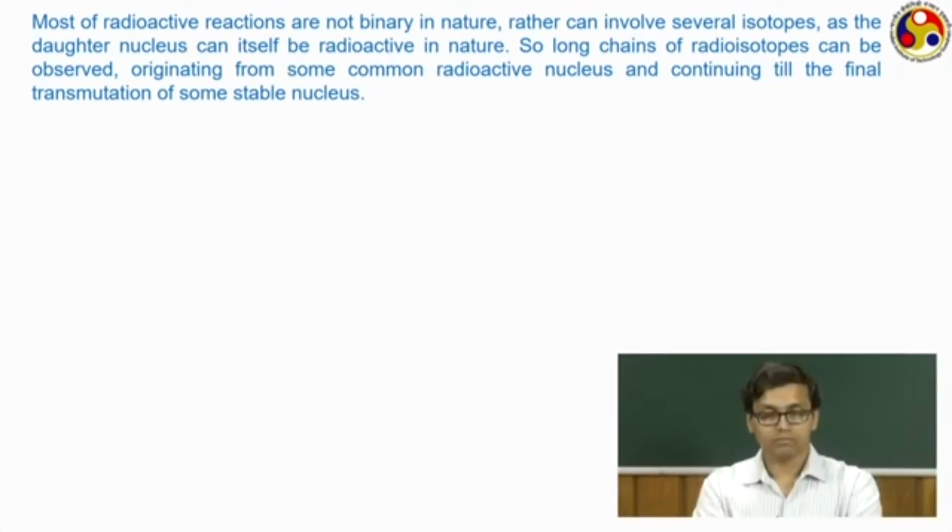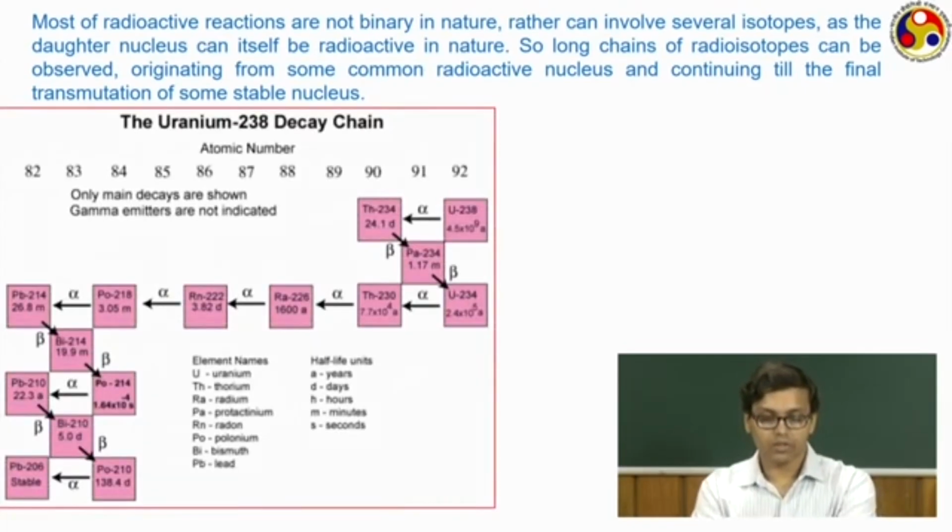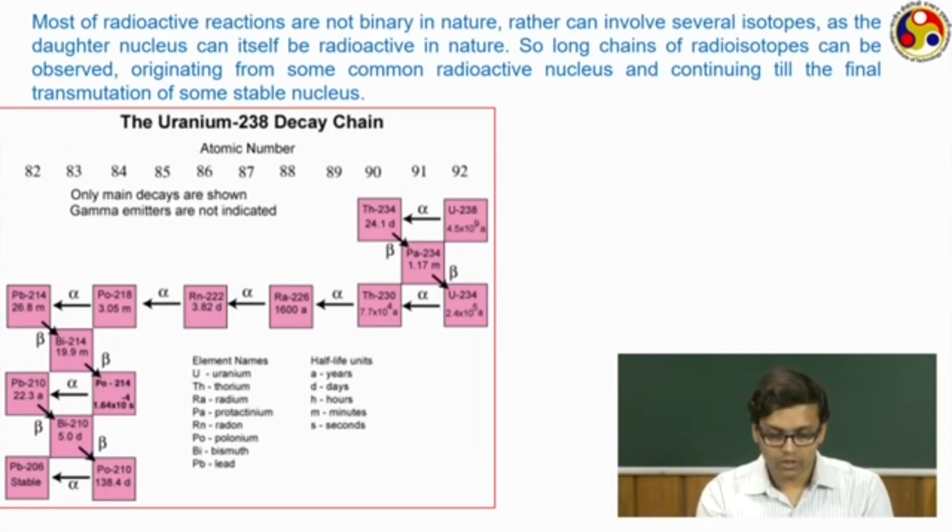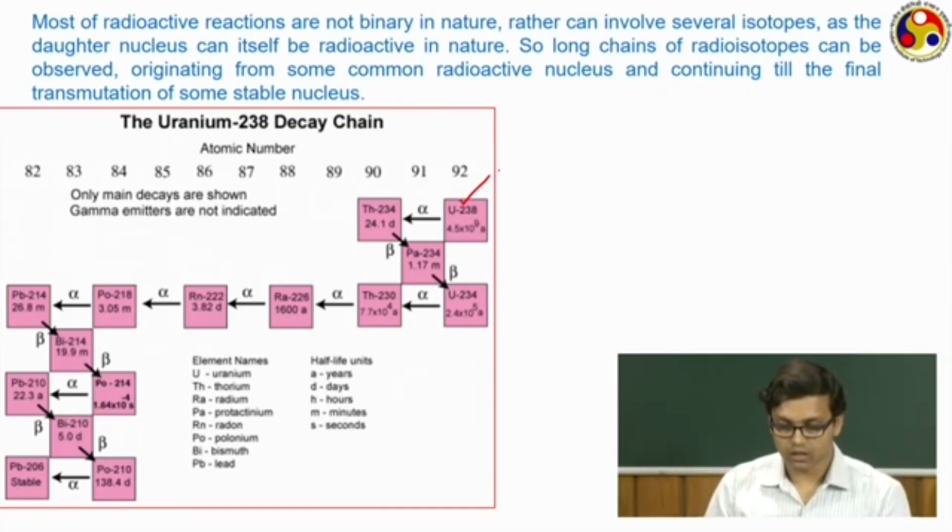Now, this is only a single step reaction, but in practical cases radioactive reactions happen in chains. Each reaction is followed by another one and then another one, as often the daughter nuclei are also radioactive in nature, and this kind of chain continues till the appearance of some non-radioactive element. Like here we have the example of a uranium-238 decay chain. If you follow, here we are starting from this particular point U-238, it follows an alpha decay.